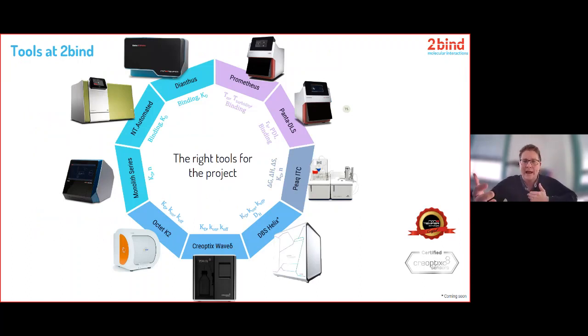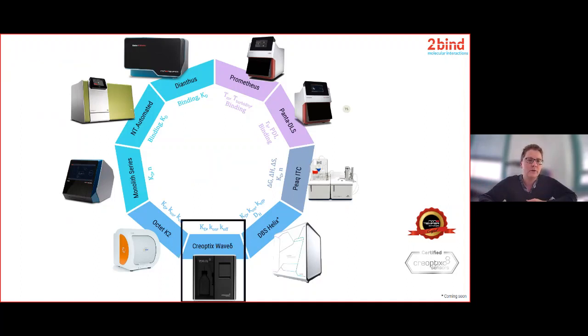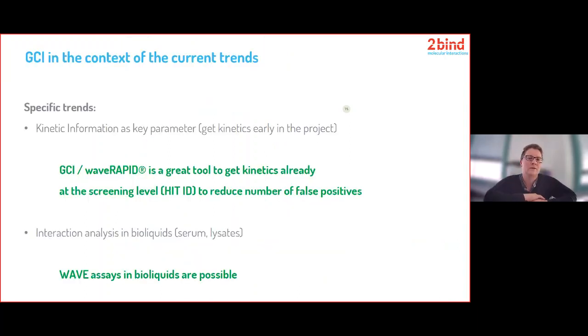This is the toolset that we have. As I mentioned, we choose the right tool for a project. And today I would like to focus on the Creoptix WAVEdelta system, since I wanted to put that into the context of the current trends. The first trend is, again, this idea of having kinetic parameters early on. And the great thing about GCI with WAVErapid mode is that we can generate information on kinetics already at the screening level. This is important because you can reduce the number of false positives already at that stage. So this is a very clear match with the current trends.